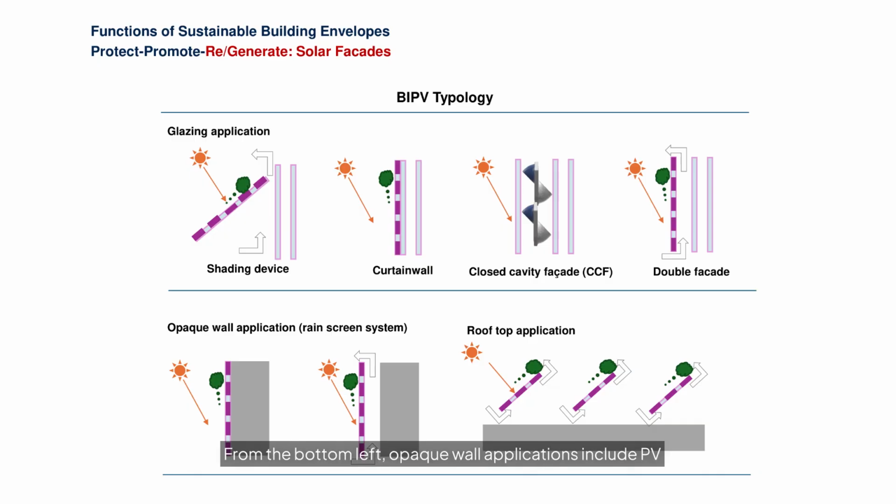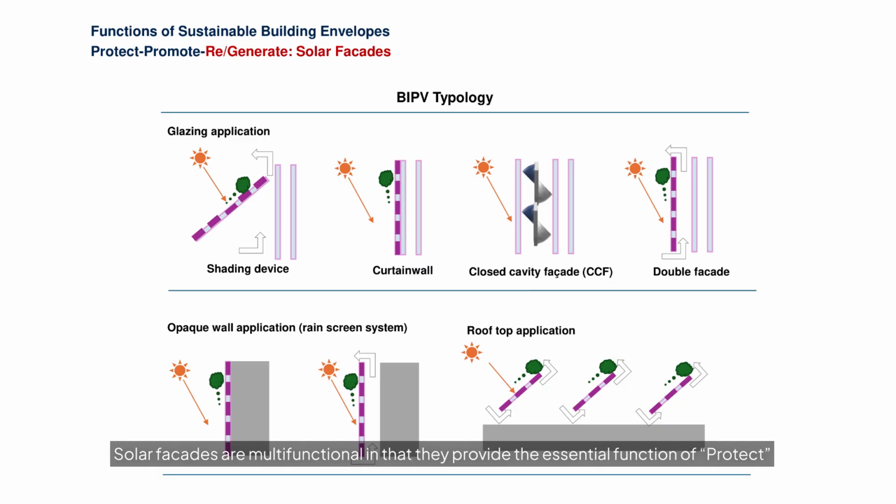From the bottom left, opaque wall applications include PV as a rain screen cladding or exterior panels on walls. Instead of metal or stone panels, the facade is clad in photovoltaic panels that protect the insulation behind it and produce power. Finally, roof integration on the right includes solar roof tiles or solar membranes. Roofs receive the most sunlight, so rooftop PV is effective and can articulate aesthetics such as dragon-scale shingle patterns, etc.